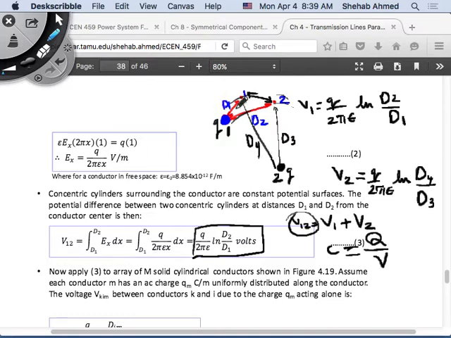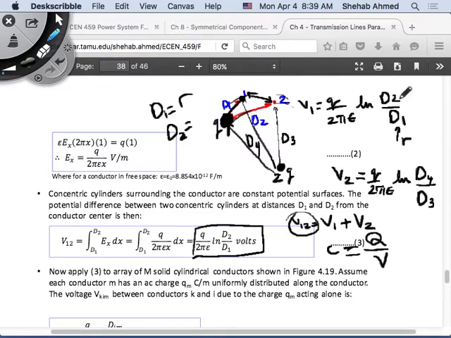So 2 conductors, and I will bring this point D1 to here. If I bring point D1 to the surface of this conductor, what is D1 equal to? The radius of this conductor, if it has a radius r. If I bring point 2, how about D2? D2 will be the distance between conductor 1 and conductor 2, if I bring point 1 to the surface of the top conductor. So D1 in this equation is equal to the radius.